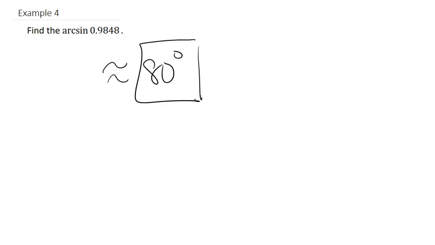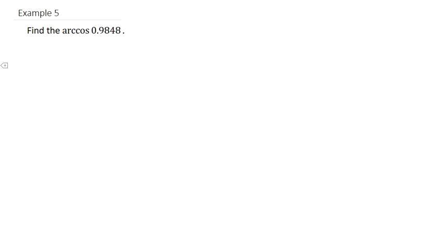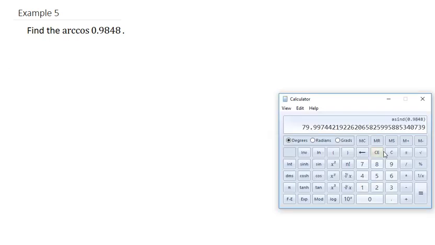Now let's do one final example. Example 5, find the arc cosine of 0.9848. So once again, we put in 0.9848, take the inverse of cosine, and we get 10 degrees.